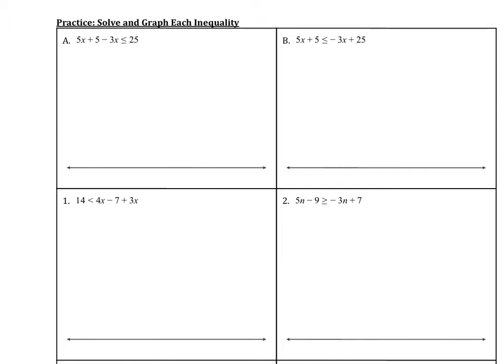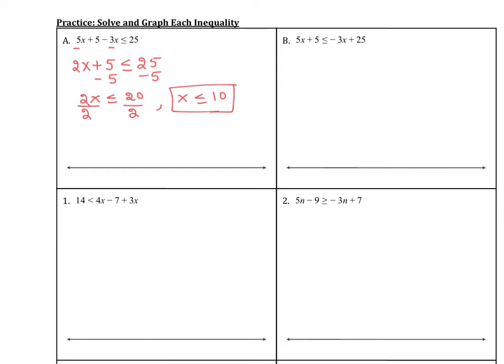So 5x minus 3x is going to be 2x, plus 5 less than or equal to 25. Subtract 5 on both sides, you get 2x less than or equal to 20, and when you divide by 2 on both sides, you get x less than or equal to 10.